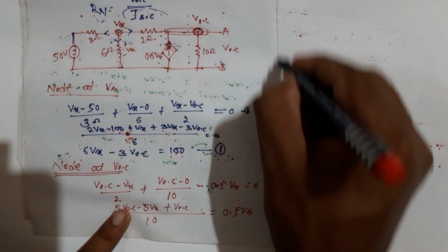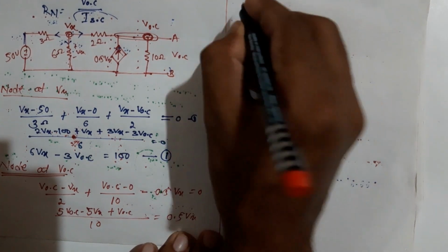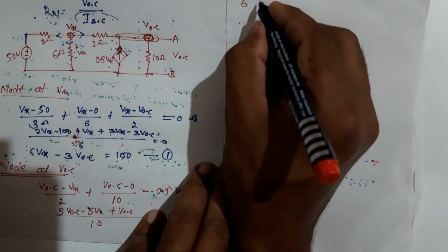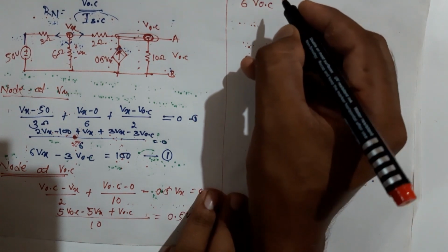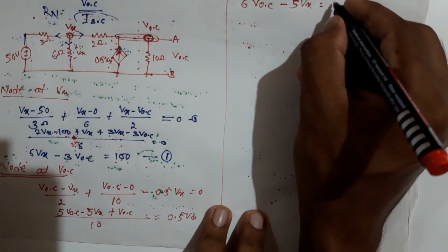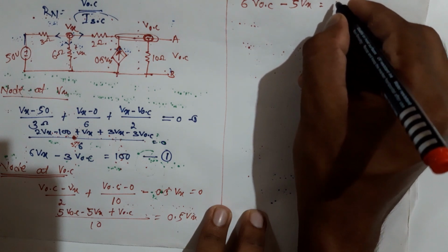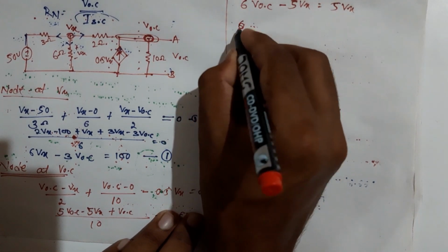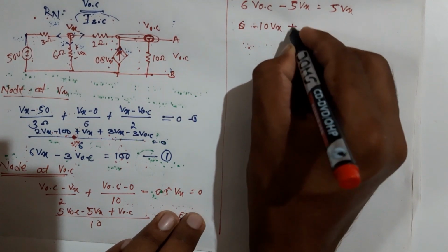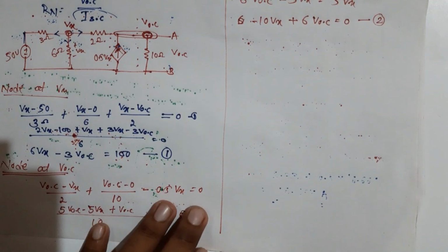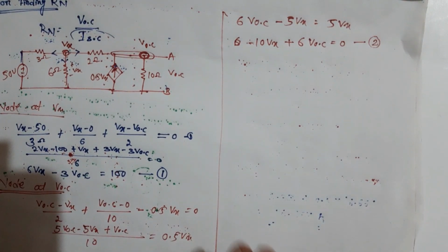Finally, the solved equation is 6VOC minus 5Vx minus 5Vx, so the final equation is minus 10Vx plus 6VOC is equal to 0. This is our second equation.